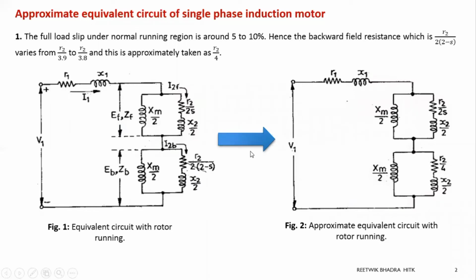Now this circuit gets modified. That's why the arrow is shown like this. This circuit gets modified like this: Xm by 2, R2 by 4, X2 by 2, all other quantities remaining the same.